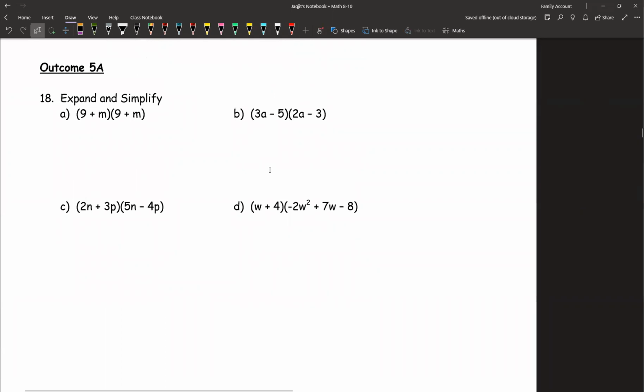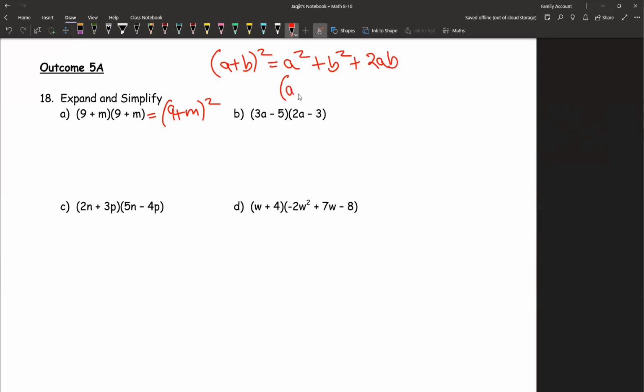Over here, they're asking us to expand and simplify. What we have is 9 plus m times 9 plus m. You can FOIL it, how we normally do it, or you can recognize that this is essentially 9 plus m whole square. So we can use our a plus b whole square formula there. Remember, a plus b whole square is a square plus b square plus 2ab.